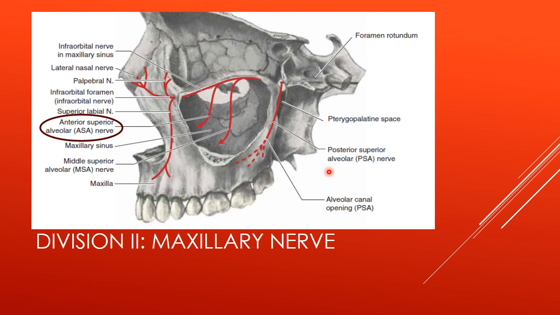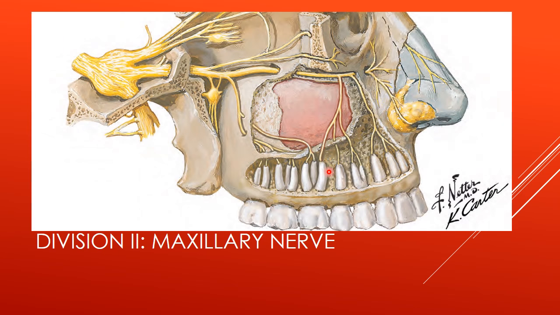ASAN, on the other hand, gives off small branches that supply the pulp, supporting structures, and facial gingiva of the maxillary anterior teeth here. You can see the ASAN here, and part of the maxillary sinus.